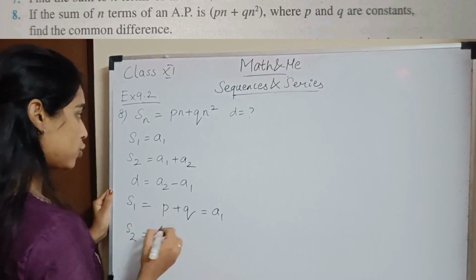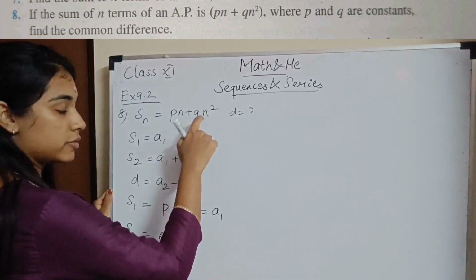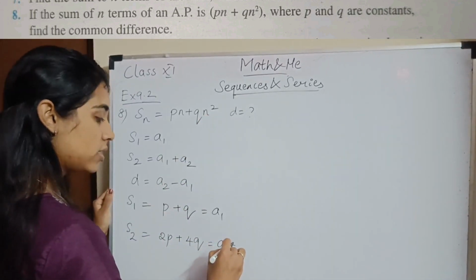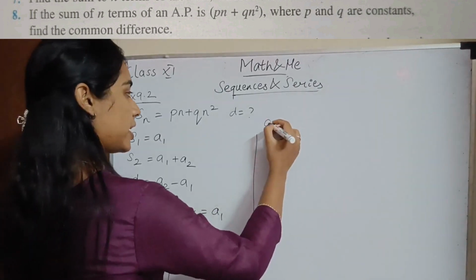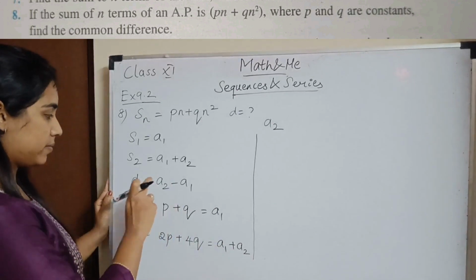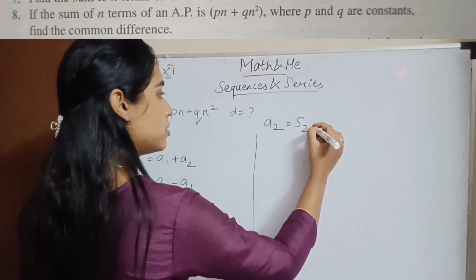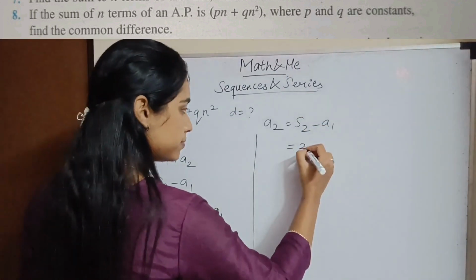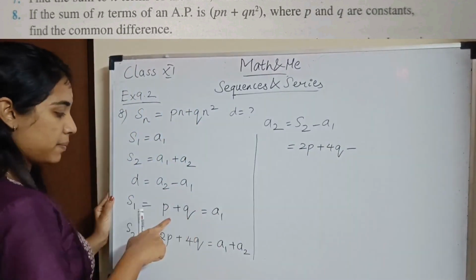What is your S2? Substitute 2. So you have 2P plus 2 square, 4 times Q. So this is your a1 plus a2. Correct? So now, what is your a2? a2 is nothing but S2 minus a1. What is your S2? You just found out. 2P plus 4Q minus a1, P plus Q.